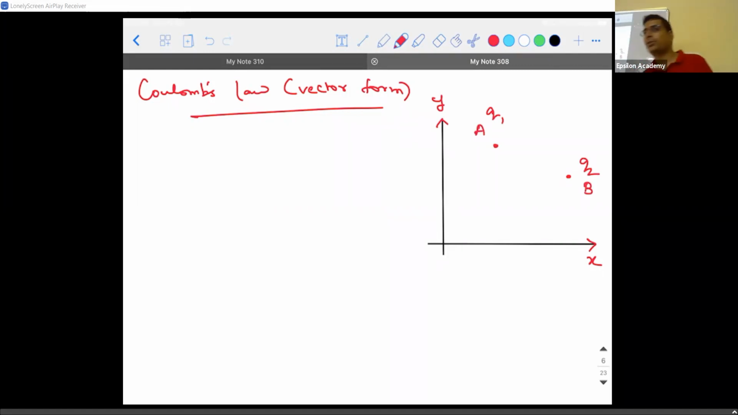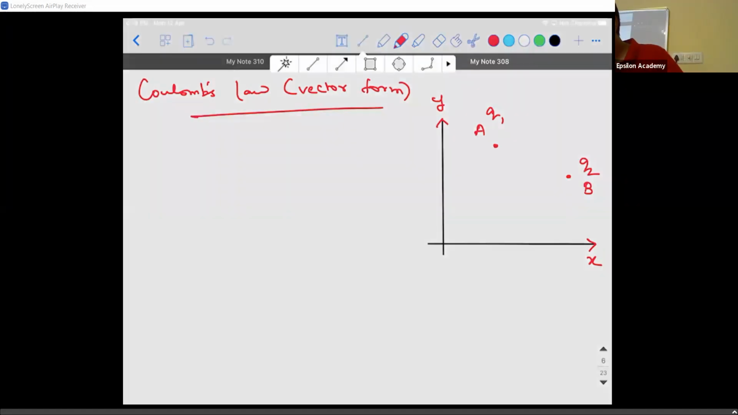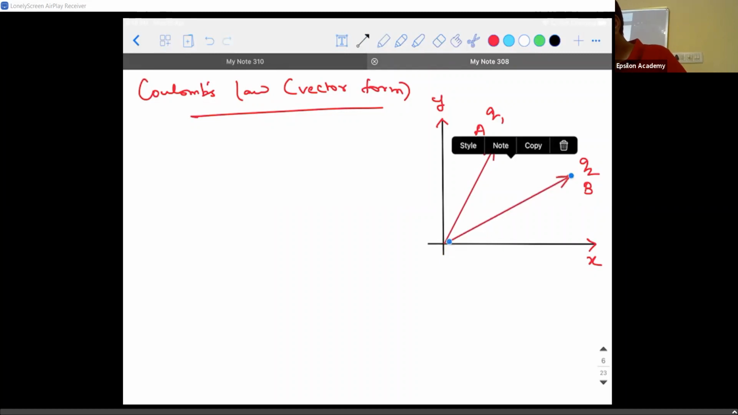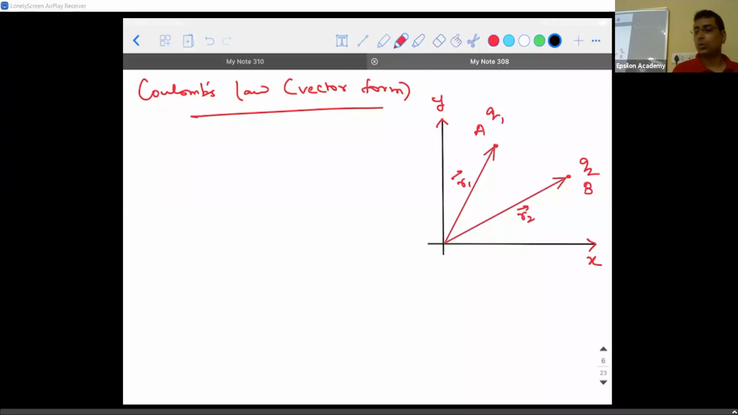there is an important type of vector called the position vector. What does position vector mean? Any vector whose starting point is the origin is what we call a position vector. So let's see, this is a position vector. This is another position vector. Let me name this position vector R1 vector, and the other position vector R2 vector. So OA vector, I'm calling R1 vector, and OB vector, I'm calling R2 vector. I hope it is clear.